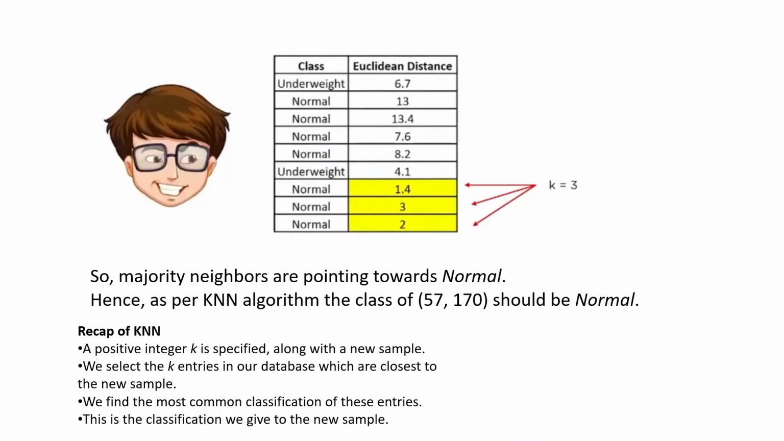So likewise only, whatever new points you are going to give, we will be finding the distance of the new point from other data points in the data set. Then from that, whatever k values are chosen.